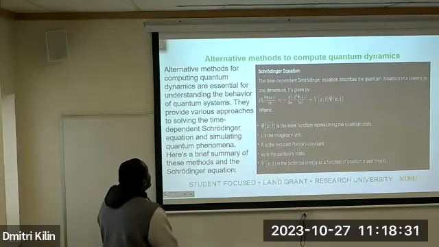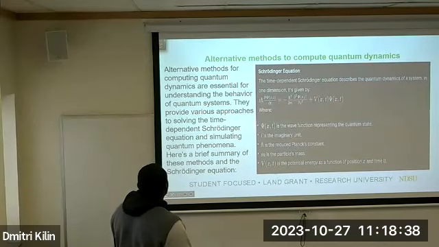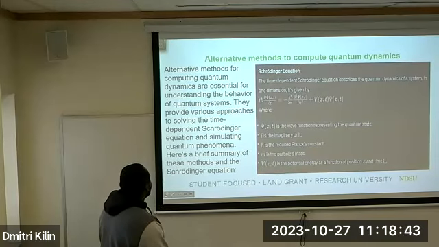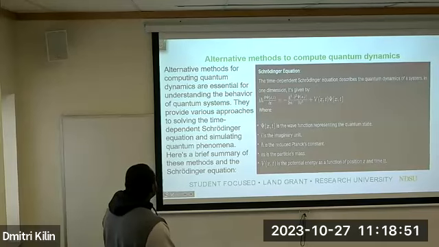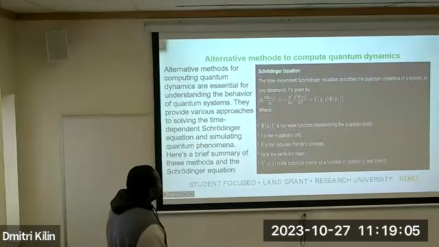The alternative methods to compute quantum dynamics are essential for understanding the behavior of quantum systems. They provide various approaches to solving the time-dependent Schrödinger equation and simulating quantum phenomena. We can also summarize these methods by using this Schrödinger equation. The time dependence for this equation is represented like this, and some of these functions were already explained in the last slides. Thank you.